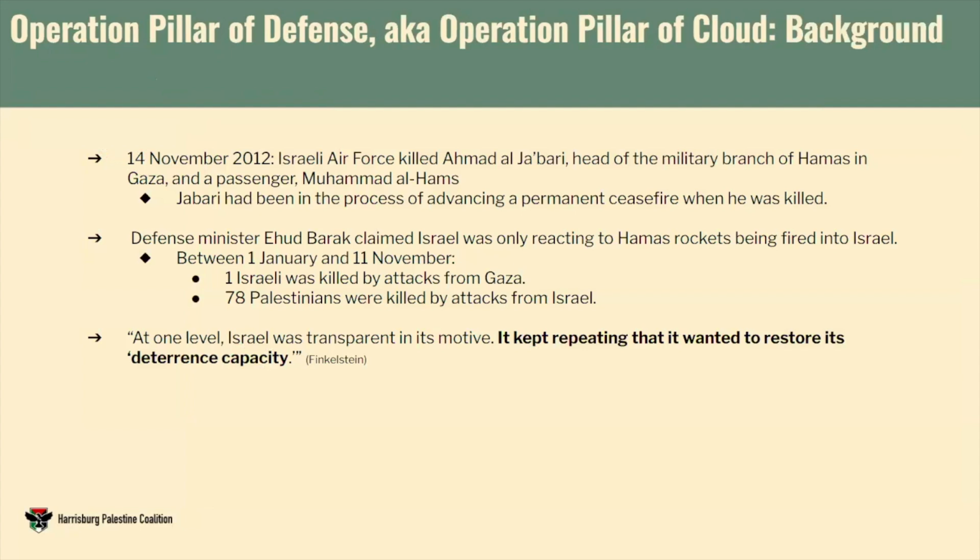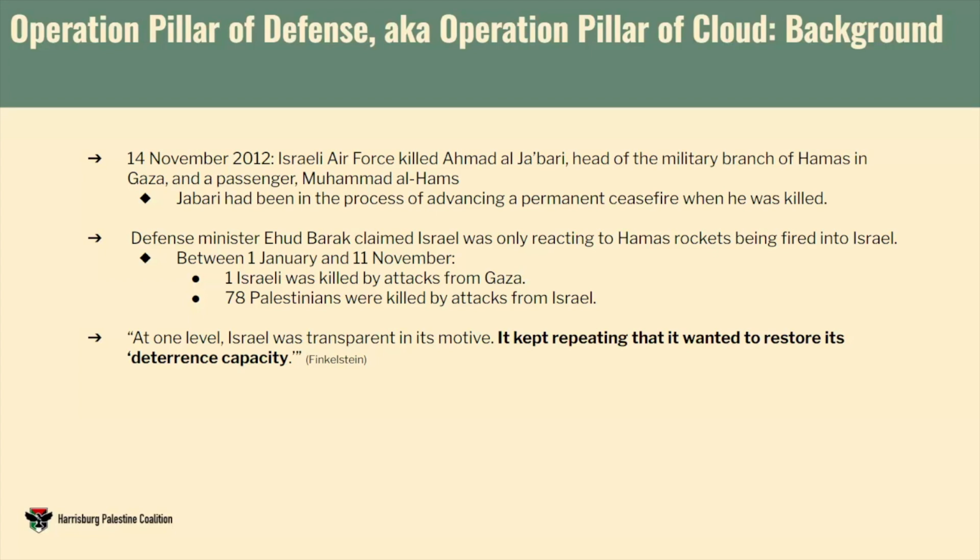The lead up to this, on the 14th of November, the Israeli Air Force killed Ahmed al-Jabari, the head of the military branch of Hamas in Gaza, and a passenger, Mohammed al-Hams. Jabari had been in the process of advancing a permanent ceasefire when he was killed. Does that sound familiar to anything that's happened recently? Yes, Ismail Haniyeh, also in the process of advancing a permanent ceasefire, recently just assassinated.